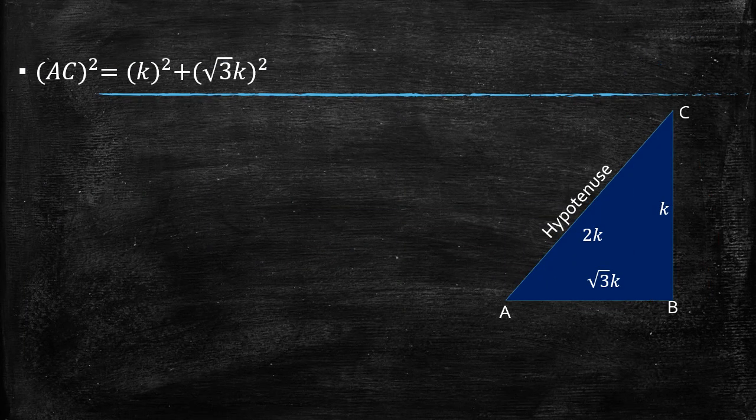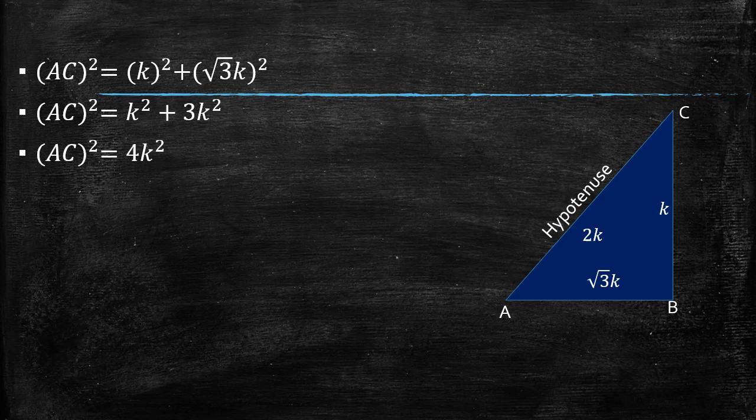So AC square is equal to K square plus root 3K whole square. Solve again. So AC square is equal to K square plus 3K square. So AC square is equal to 4K square. This 4K square can be written as 2K whole square. So AC will become 2K, right? So this AC will be 2K. Now we have all the three values.